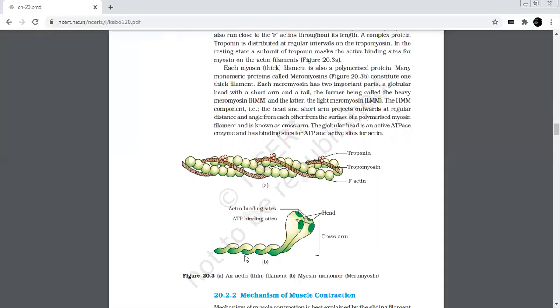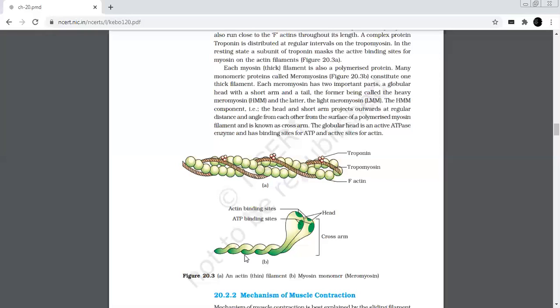Thick myofilament, or primary myofilament. Each myosin filament is a polarized protein made up of many monomeric proteins called meromyosin. Each meromyosin has two important parts, which are a globular head and a tail. You can see in the diagram. The head is a short arm called heavy meromyosin, HMM. The HMM component projects outward at a regular distance and angle from the surface of the polymerized myosin filament and is known as the cross-arm.